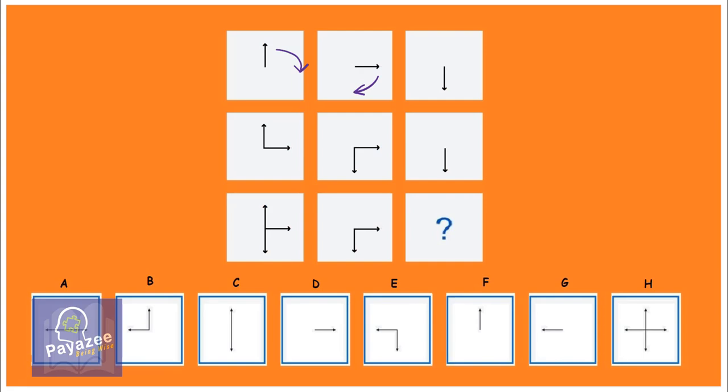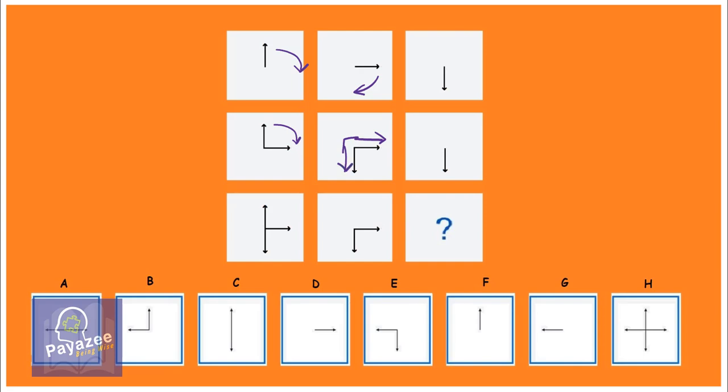Now in the second row, fourth square, the puzzle becomes more complex. Earlier, we had a single arrow. Now we have two arrows, perpendicular to each other. One is pointing to the top and another is pointing to the right side. Similarly, if you rotate the direction clockwise, what happens? On the right side, the arrow will come down like this, and the top arrow will become pointing to the right side. So this is how it will look.